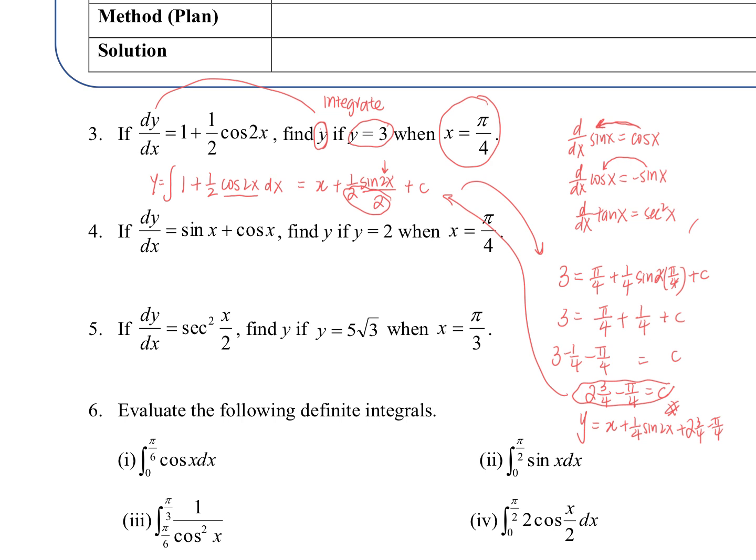Okay, so it boils down to your integration concept. But if you ever forget, go and write the differentiation down first, then you look at the opposite.